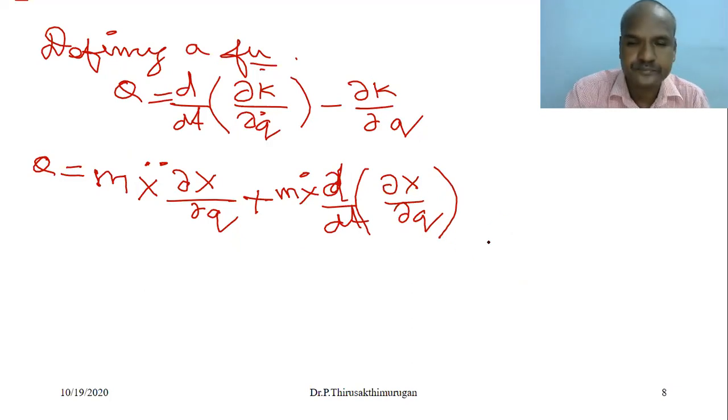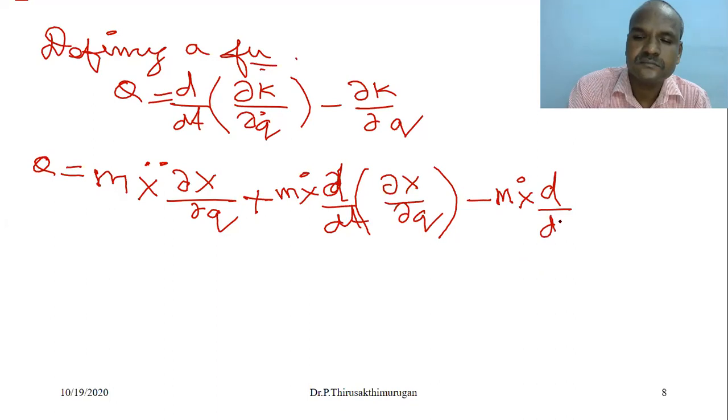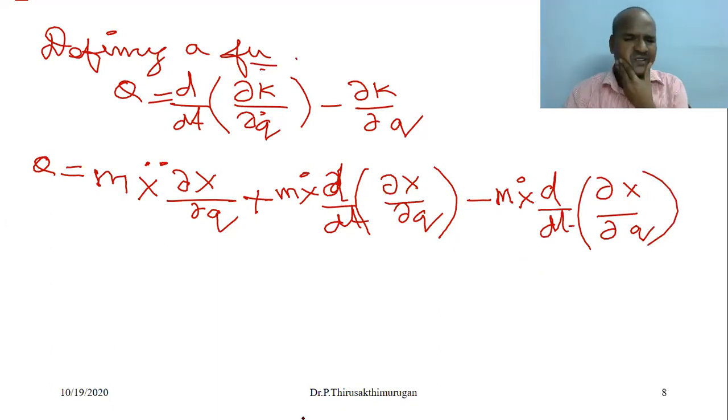minus m x dot. Minus m x dot d by dt of dou x by dou q. Right? So m x double dot dou x by dou q plus m x dot d by dt of dou x by dou q minus m x dot d by dt of dou x by dou q.